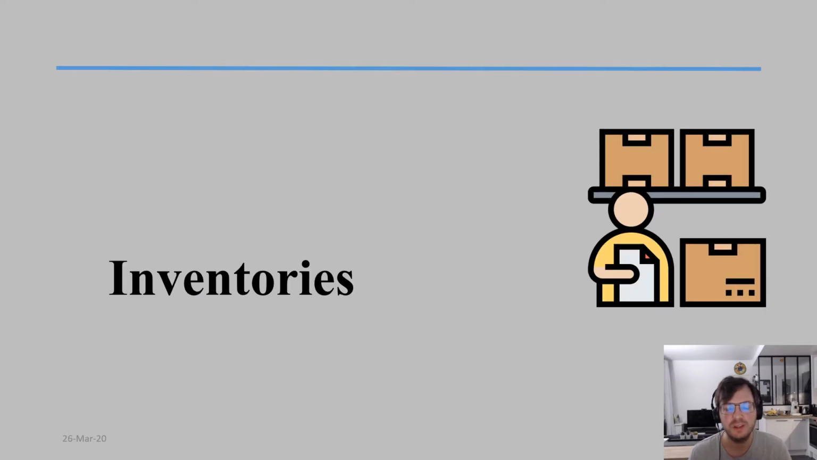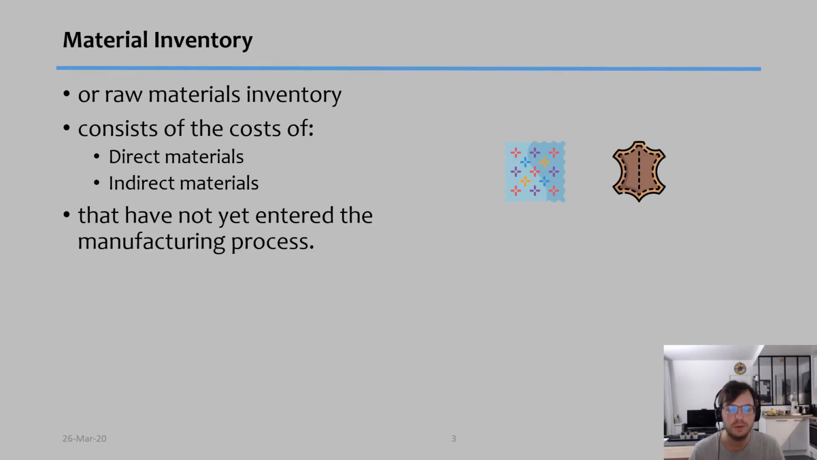Inventories are an important part of any manufacturing business, of any retail business, but also of services. And it's very important to understand what type of inventories we have. There are technically three different types of inventory. The first one is called materials inventory, or raw material inventory.